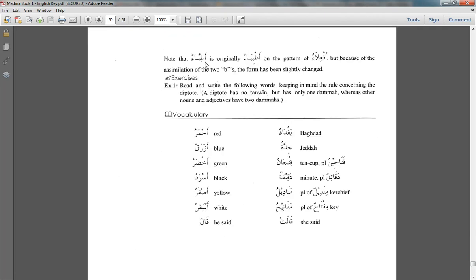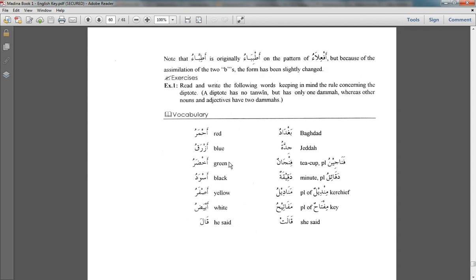Note that أطباء is originally أطبباء on the pattern of أفعلاء, but because of the assimilation of the two bars, the form has been slightly changed. So it's actually أفعلاء like أقوياء. But because there were two bars together, you basically combine both of them and it became أطباء, but the rule of غير منصرف, meaning it not taking tanween, was maintained.